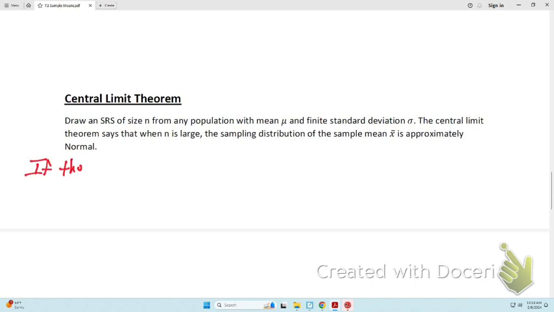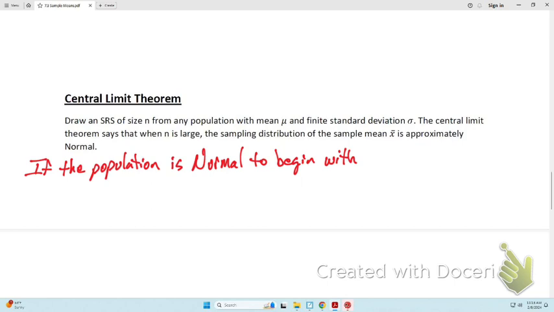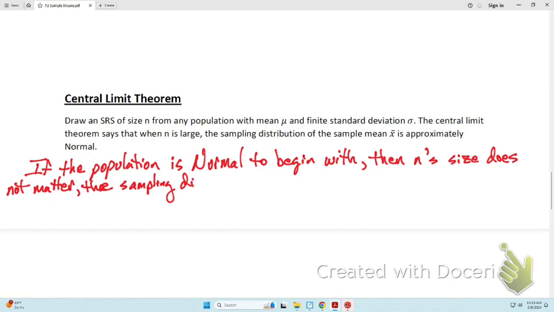If the population is normal to begin with, then n, let's say n's size, does not matter. The sampling distribution will be normal.